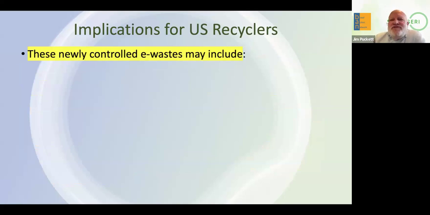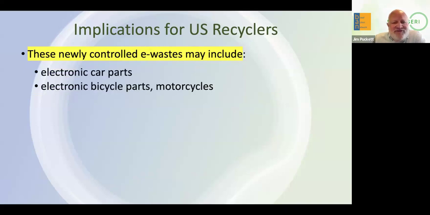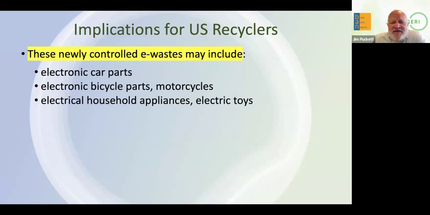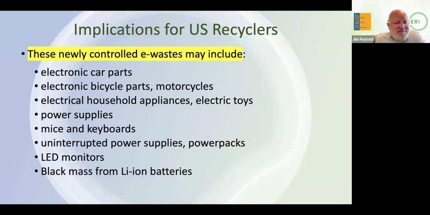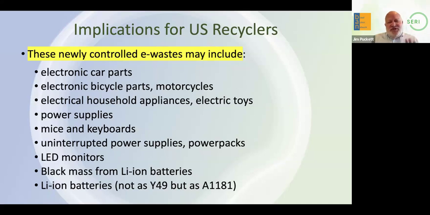These newly controlled e-wastes, which we're concerned about being looked at for the first time, I'm just going to summarize, because this is really what you need to be concerned about. They are electronic car parts, electronic bicycle parts, motorcycles, electrical household appliances, electric toys, power supplies, mice and keyboards, uninterruptible power supplies and power packs, LED monitors, and black mass from lithium-ion batteries. Lithium-ion batteries, not as Y49, but as actual hazardous waste. So these things now are going to be controlled.